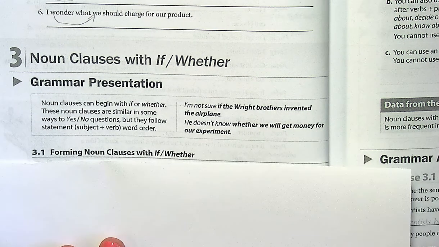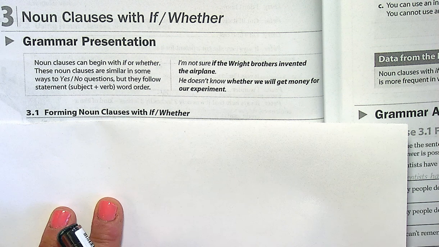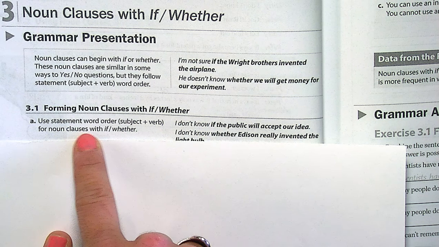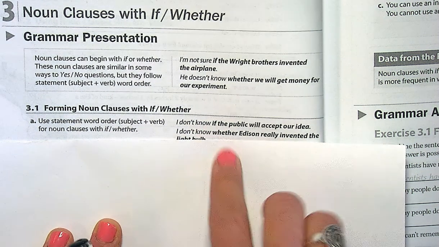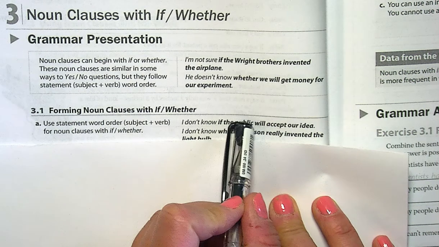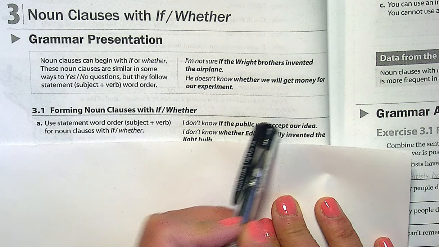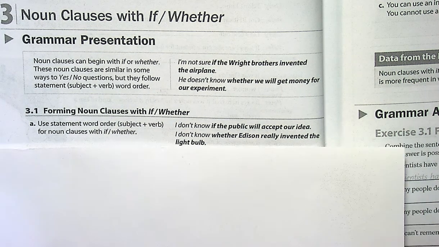To make an if or whether noun clause, we follow all the rules that we have already reviewed about noun clauses. Use statement word order, subject and verb, for a noun clause with if and whether. It is not a question, so we use sentence order. I don't know if the public will accept our idea. So this is our subject, the public. Will accept is our verb. We need the verb after the subject, as we do in all sentence grammar.